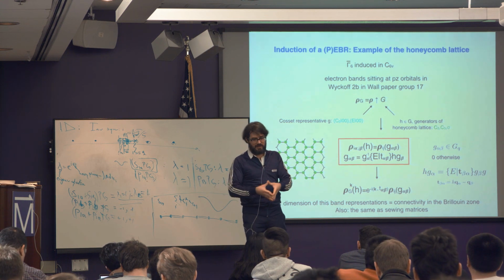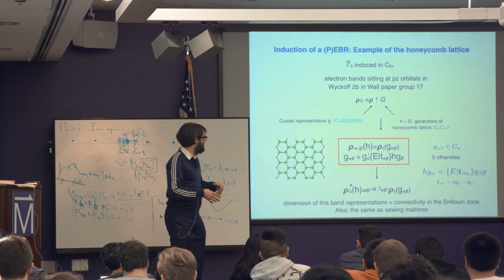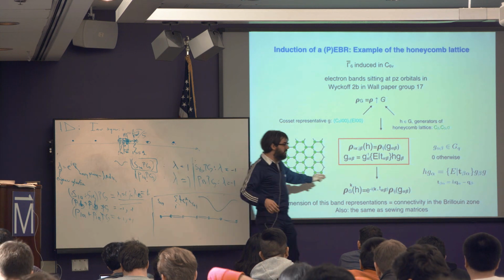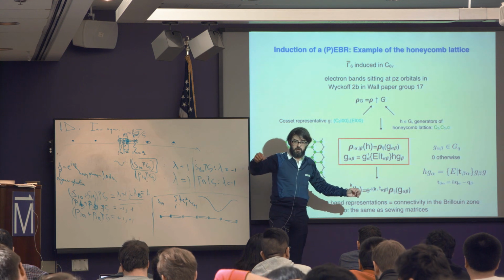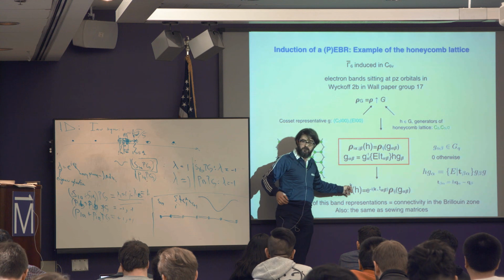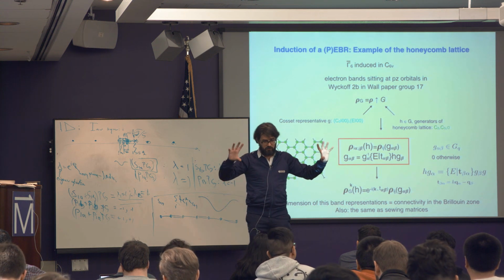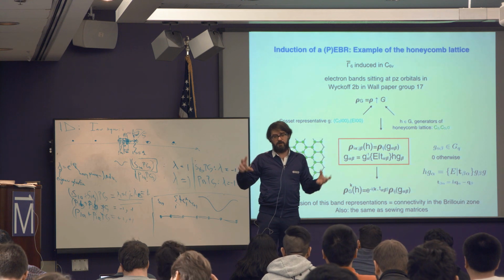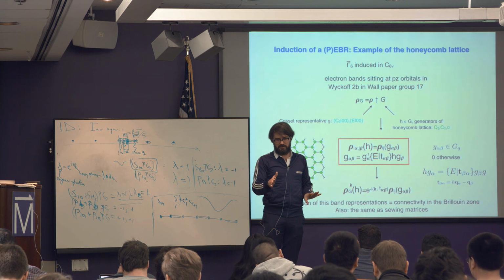The maximal k vectors are tabulated on the Bilbao Crystallographic Server. If you want to find out the eigenvalue structure of this band representation at every point in the Brillouin zone, you have to find the elements leaving this point invariant. But it turns out that you don't need to look around all the Brillouin zone. You only need to look at a finite set of maximal k vectors, and that gives you all the eigenvalue structure around the Brillouin zone. Does that make sense?